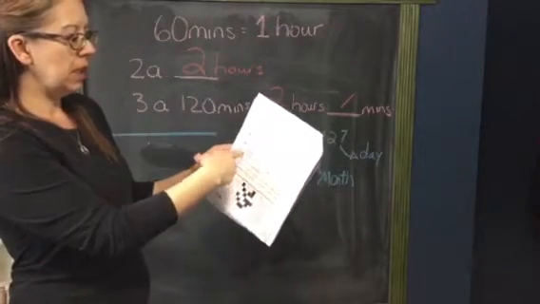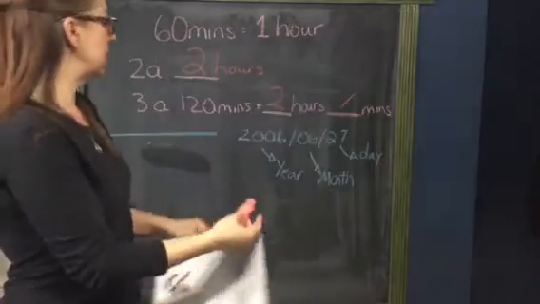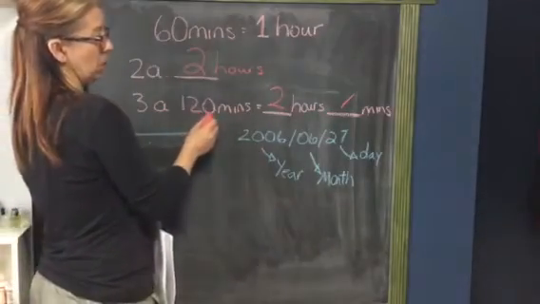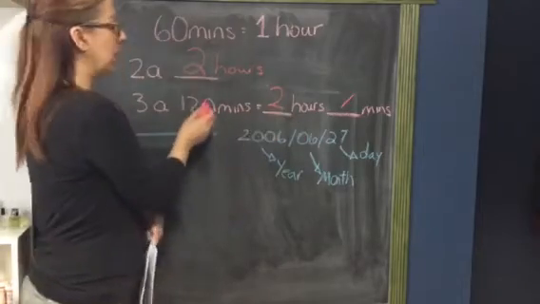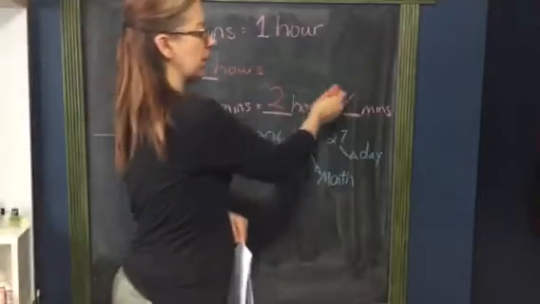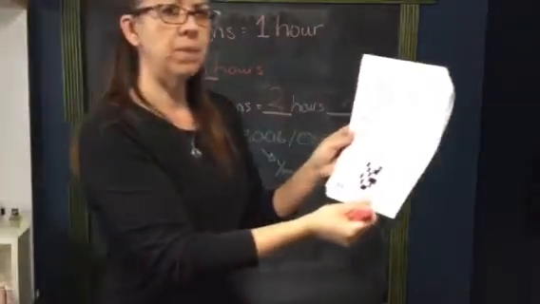Question B for that one says 150 minutes. If this was 150 minutes, I know 120 minutes is 2 hours. 150 minutes would be an extra 30 minutes left over. I would add the 30 minutes on here. So that would be for question B. I hope that made sense there.